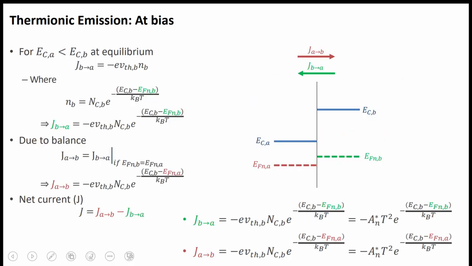And when there is a bias, what will happen? There will be a difference between the Fermi levels. So the concentration of the electrons at this position will be different.